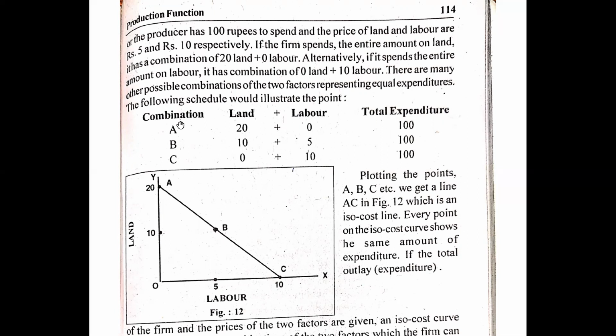So guys, let's see in combination A, when we adopt 20 units of land and no labor, our total expenditure will be 100. And when we use 10 units of land and 5 units of labor, then also we will spend 100. And when we use 0 units of land and 10 units of labor, then also our expenditure will be 100. So in 100 rupees expenditure, we can choose any one of these three combinations.